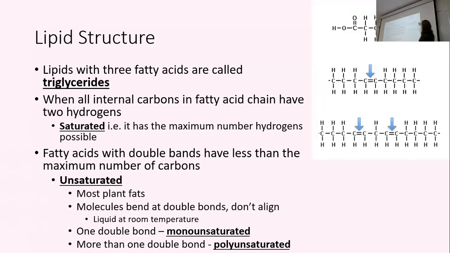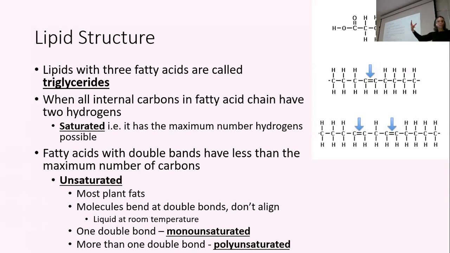And when you have a double bond in your carbon, we lose 2 hydrogen, right? So we've lost 2 hydrogen, and so we call that unsaturated. It is not saturated with hydrogen. And what this will cause to happen, because these 2 hydrogen are missing, the chain's going to kind of bend, right? You're going to get like a little kink in the chain here. So this is most plant fats. The molecules are bending at those double bonds, so they don't lay all nice and tidy together.